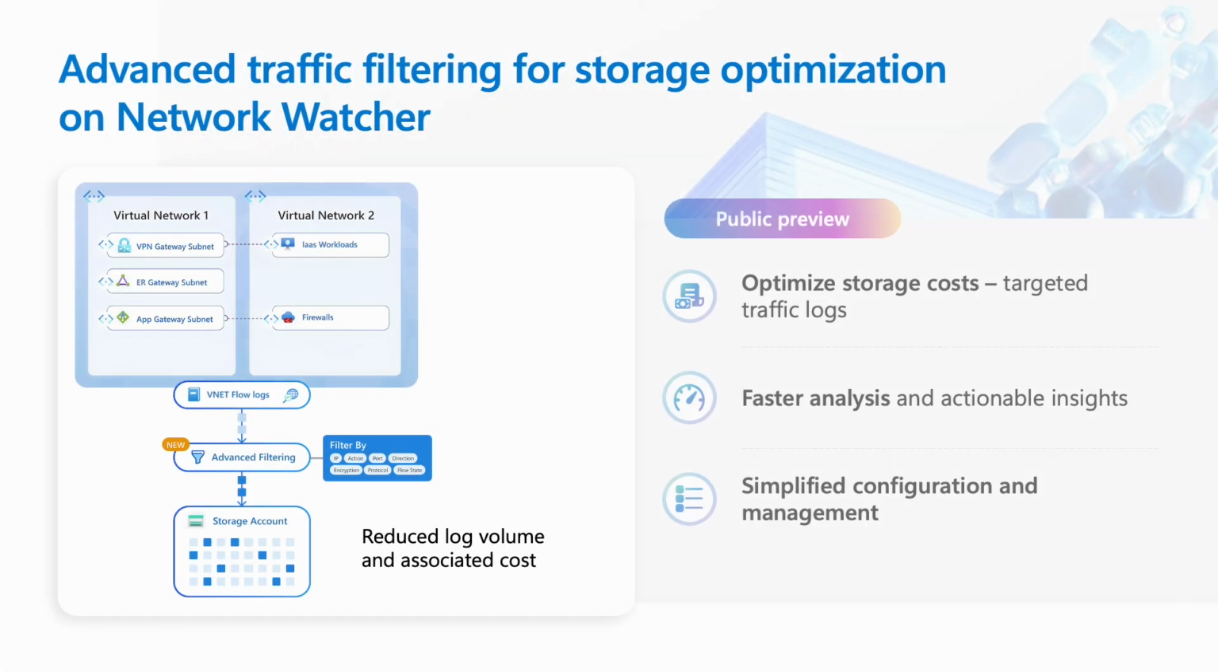Now, to talk about innovation in that space, we have introduced network filtering capabilities in Network Watcher, because at scale, when you enable Network Watcher or VNet flow logs, you're going to get lots of logs that result in high storage consumption and high storage cost. With filtering, you're able to filter down the traffic you're interested in, and you can reduce your storage cost or storage capacity used by the logs generated from Network Watcher.